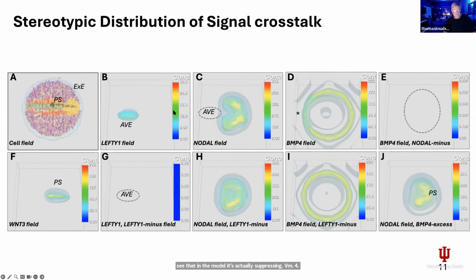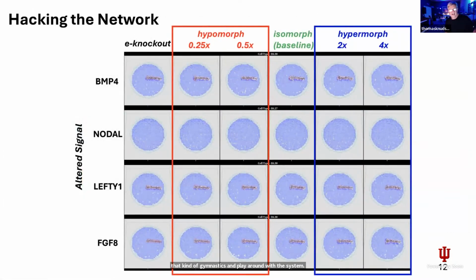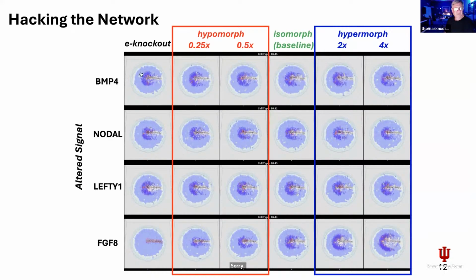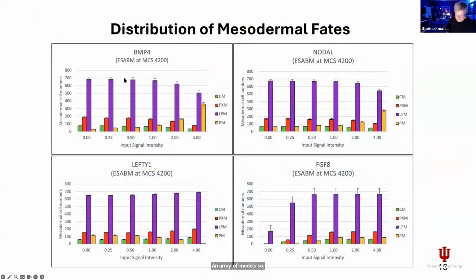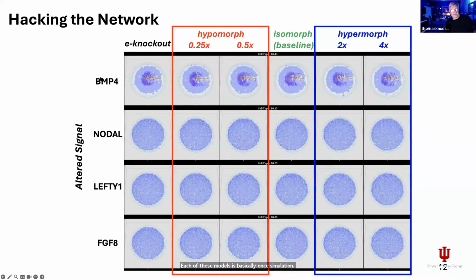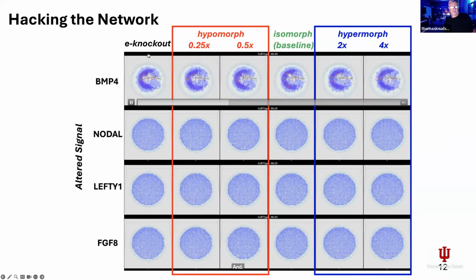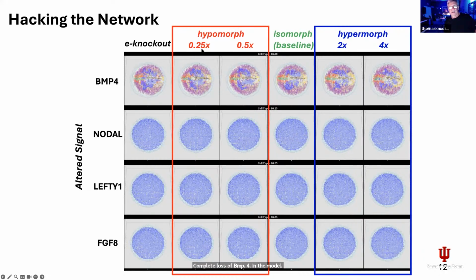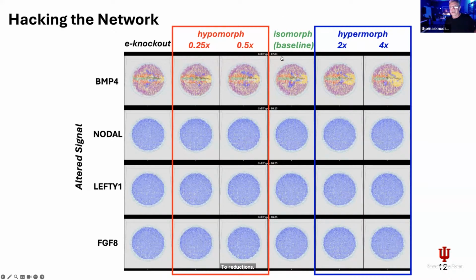So, we can do that kind of gymnastics and play around with the system and look in an array of models. Each of these models is basically one simulation. And for BMP4, this ranges in the model from complete loss of BMP4 to reductions of 75% and 50%. The isomorph is the baseline, the optimized model that gives rise to the McDowell pattern of mesoderm. And we also looked at hypermorphs.